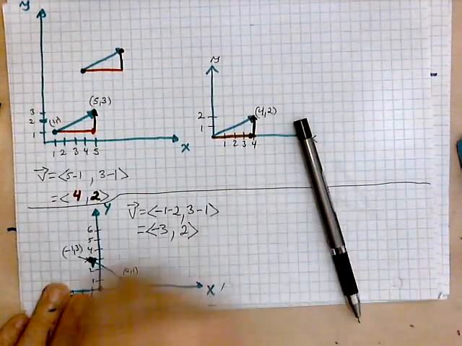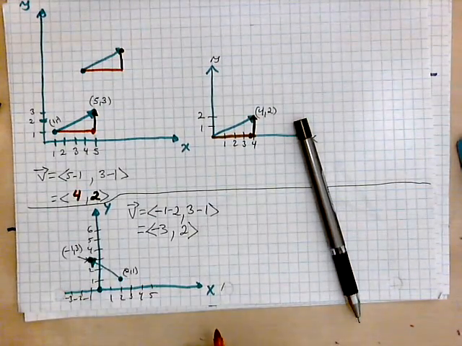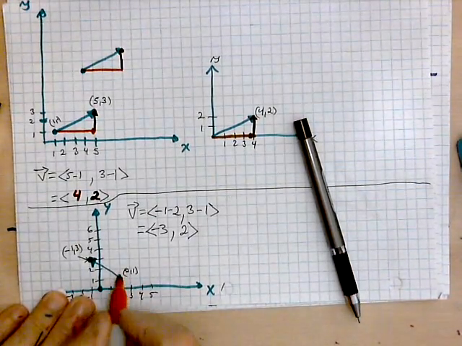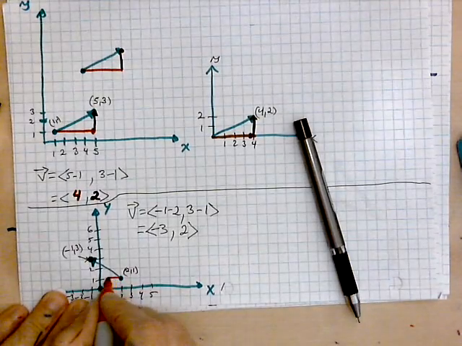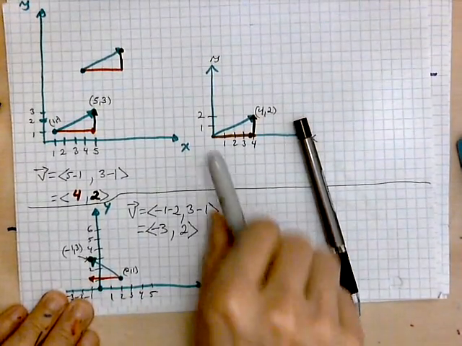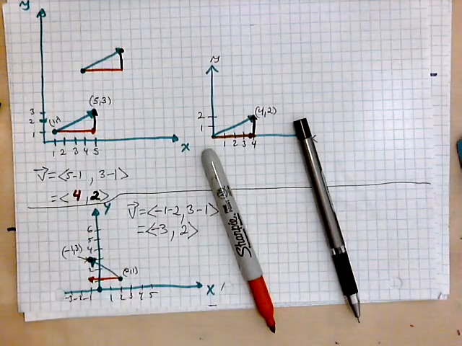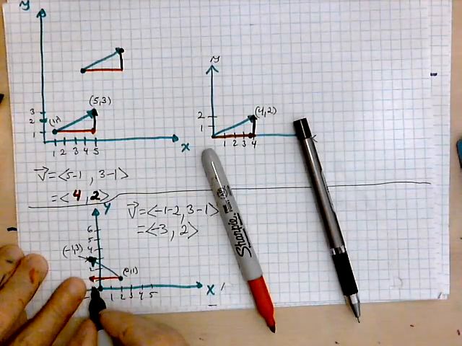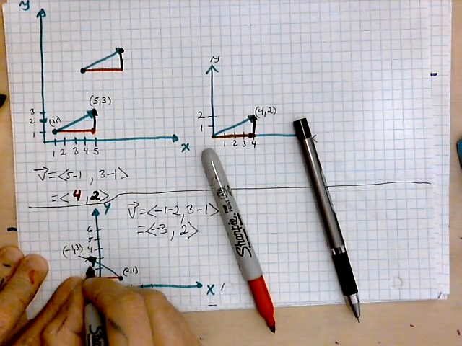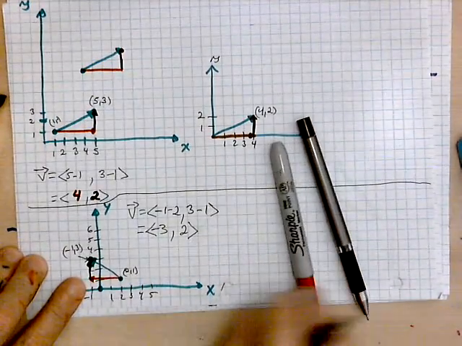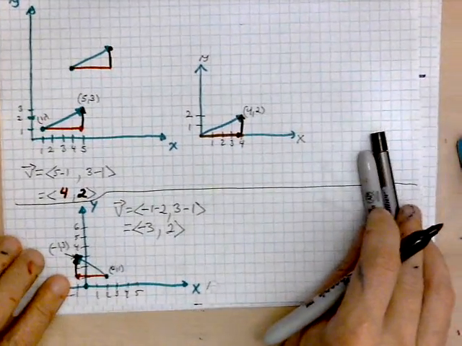Let's add them to the picture so we can visualize them. So -3 means begin from this point and go 3 to the left. Okay, that's the red. And then the +2 means begin where the red stops and go 2 up. There you go. So those are the components of our vector.